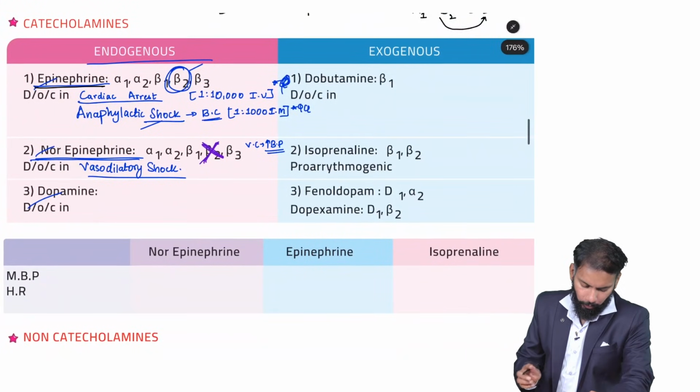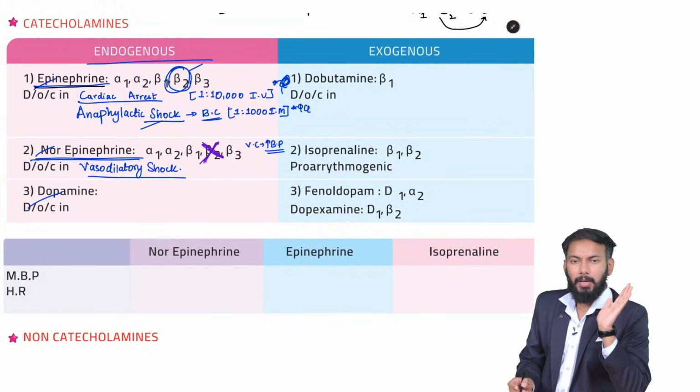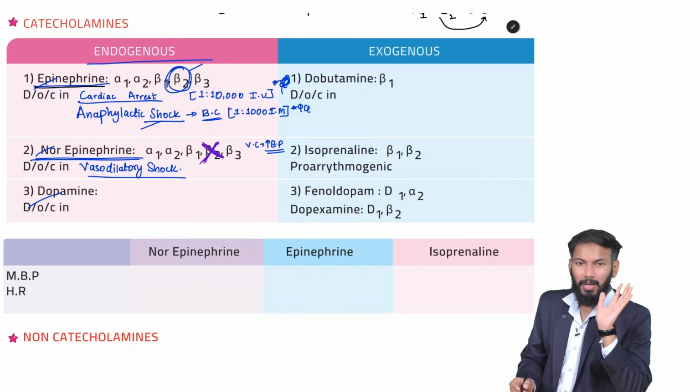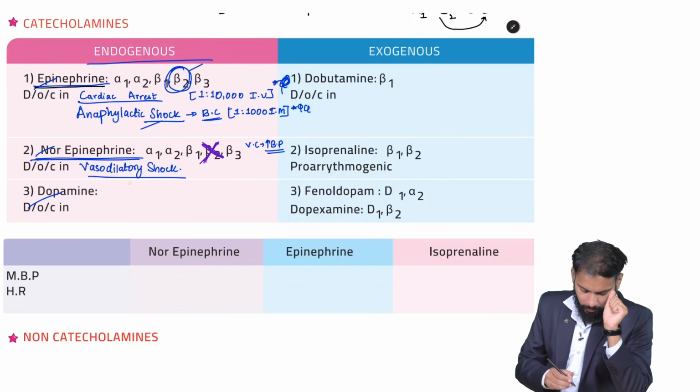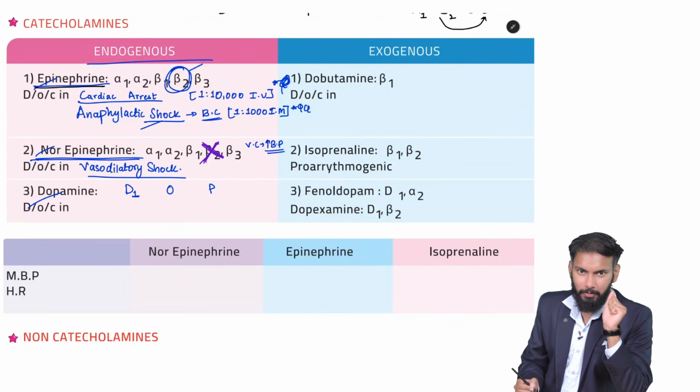Okay. Now, if you understood this much, dopamine. Dopamine has a dose dependent action. It works on different receptors based on the dose. So, how can you remember this? It acts on 3 receptors. DOPA, you can write it like this. So, in the low dose, it acts on D1 receptor.